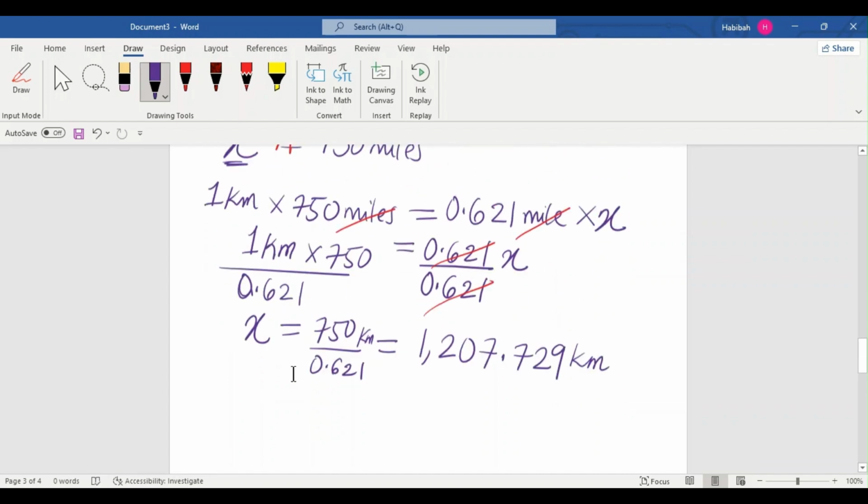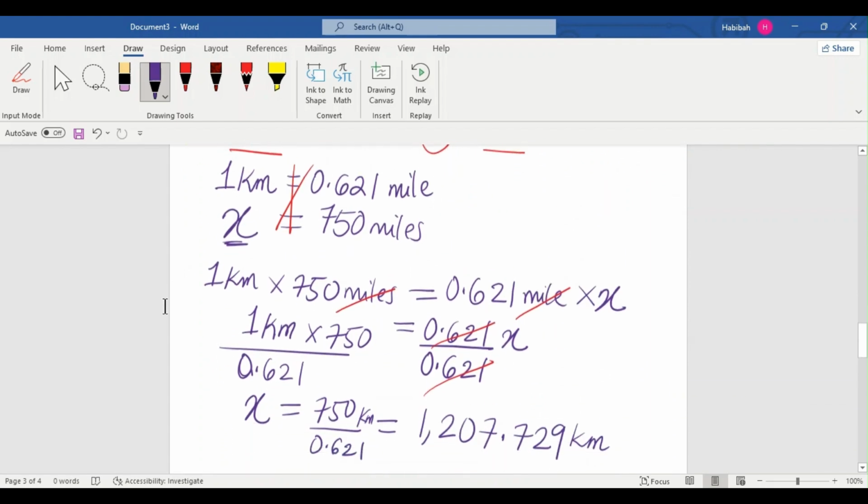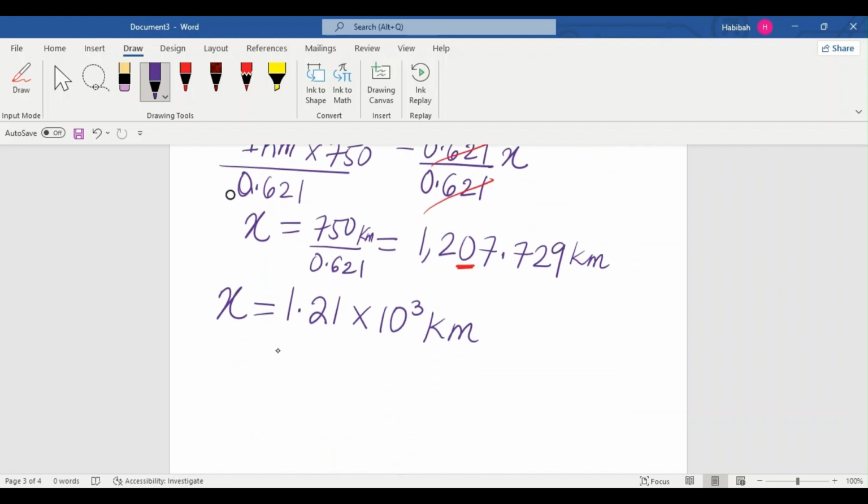So what this is basically telling you is that this is what you get in kilometers. Now, to write it in a way that's crisp and clean, we're going to do it in three significant figures. So to do it in three sig figs, the information is supposed to stop here. So x is equal to 1.21 times 10 raised to the power of 3 kilometers. This one is going to approximate to 1. Since it's three sig figs, we use scientific notation to do the rest. So what this is telling you is that 750 miles is the same thing as 1.21 times 10 to the power of 3 kilometers.